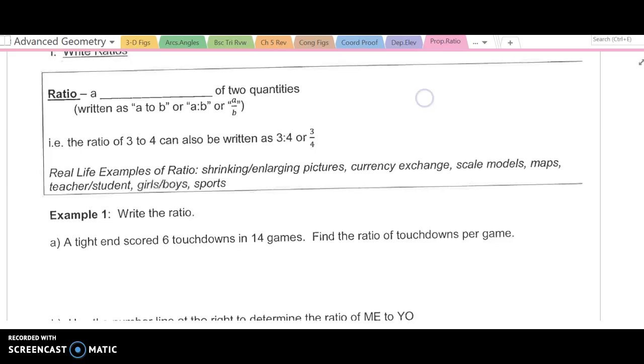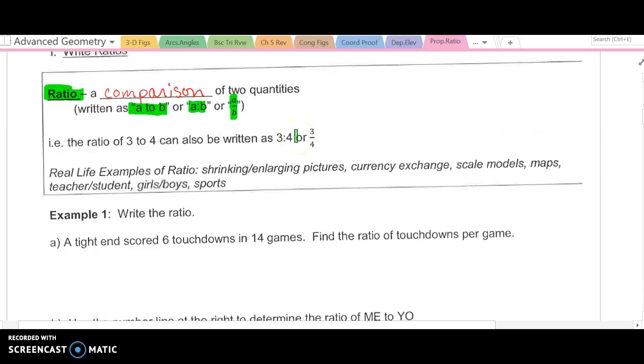So let's talk about what a ratio is. Just a reminder here, a ratio is a comparison of two things, two quantities. Sometimes you write it as A to B, using the word to. Sometimes you do A colon B to show that you're comparing. Or some people write it as a fraction, A over B. That's what we'll do the most in this class, is write it as a fraction. But keep in mind, it's technically not a fraction. It's a comparison of the numerator to the denominator. All right, so just like 3 to 4 can be written as 3 colon 4 or 3 over 4.